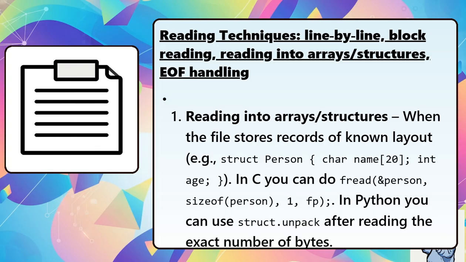Reading into arrays or structures: when the file stores records of known layout, for example a struct person with a name array of 20 characters and an integer age. In C, you can do fread(&person, sizeof(person), 1, fp). In Python, you can use struct.unpack after reading the exact number of bytes.